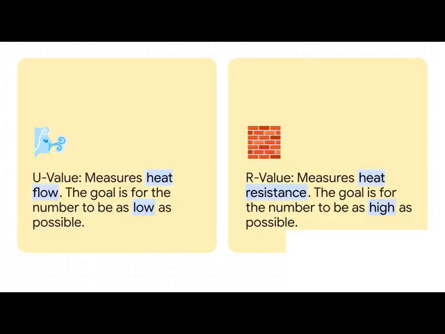Let's break this down. U value measures heat flow, how easily heat moves. With U value, you want a low number. Think of it like a leaky window. R value, on the other hand, measures heat resistance, how well something stops heat. And for R value, you want a high number, like a nice thick blanket. So remember, low U value is good, and high R value is good.